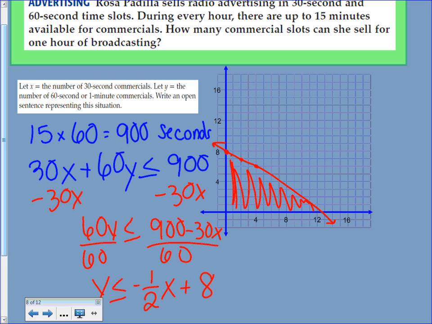And so I'm shading in that region. So go ahead and pull out a couple options for Rosa. If she sells 4 30-second commercials, she can do up to 6 60-second commercials. Look, pull out some options for her that exist. All it really is points within these shaded regions. These random points are all options Rosa has for selling under 90 seconds of commercial or 900 seconds of commercials.